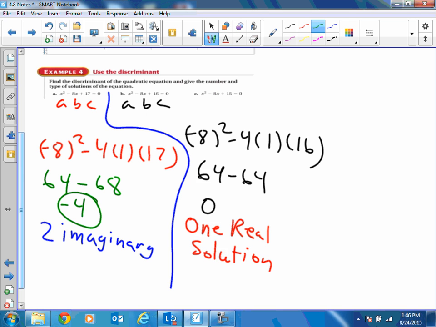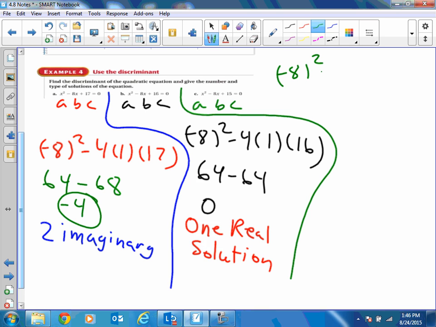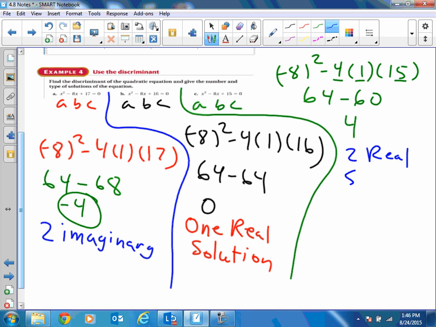Okay. And the last one, even though I'm running out of room, we're going to make this work. We got x squared minus 8x plus 15. So a, b, c. We have negative 8 squared minus 4 times 1 times 15. That makes 64 minus 60, because you multiply all those together, you get 60, and that gives you 4. If you have a positive number underneath the radical, or a positive discriminant, then you have 2 real solutions. So you write 2 real solutions.